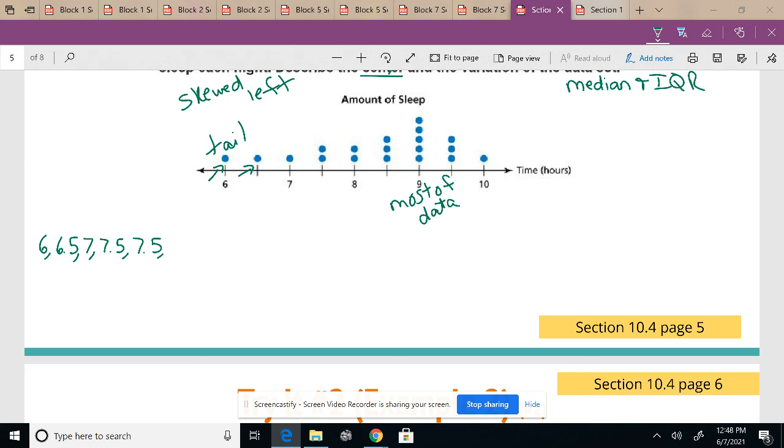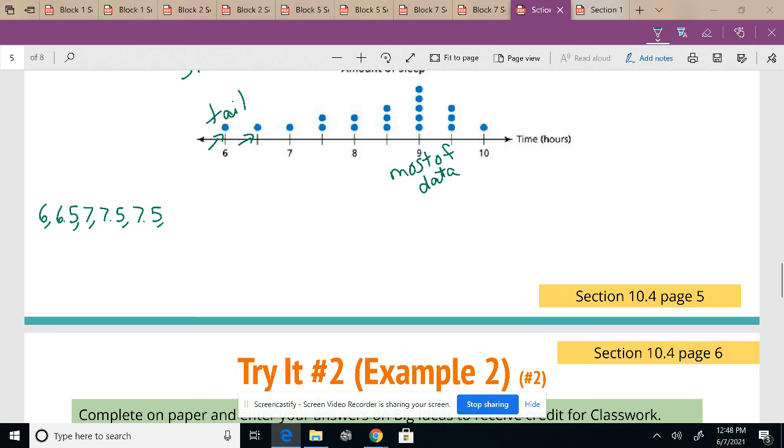Okay, so 7.5, 7.5. Then we have 8, 8, and then 8.5. There's 3 of those. 8.5, 8.5. Then we have 1, 2, 3, 4, 5 9s. Then 3 9.5s. 9.5, 9.5, 9.5, and then 10. 1 10.